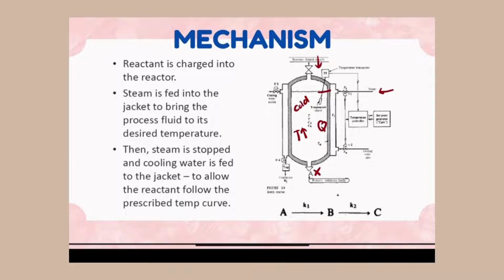At some point, some of the reactant will start to condense, and it will be trapped in the condensate part, which is here. For example, if the reaction is exothermic, that means we need to bring the temperature down. So we need to supply the cooling water inlet and control the outlet and inlet valves. Basically, we need to control the temperature inside the reactor, based on the temperature the reaction needs to have.